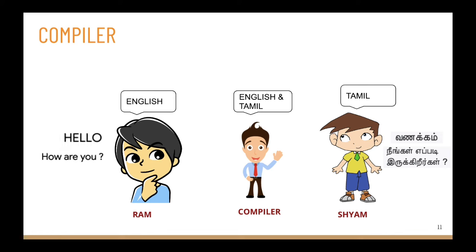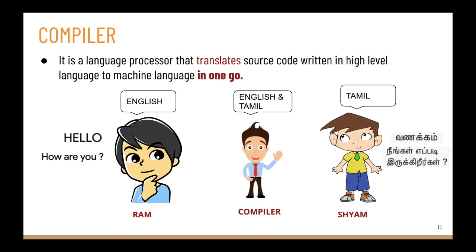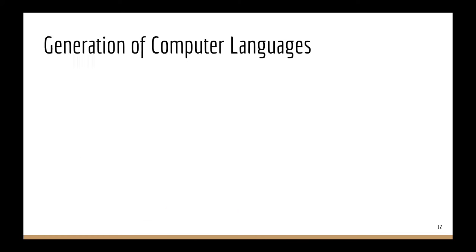This is the difference between a compiler and an interpreter. So, what is a compiler? It is a language processor that translates source code written in high level language to machine language in one go. In case of a compiler, at first the compiler will not play any role. You will write the instructions in high level language, and when you are done with writing everything, at the end everything will be translated. That's how a compiler works.